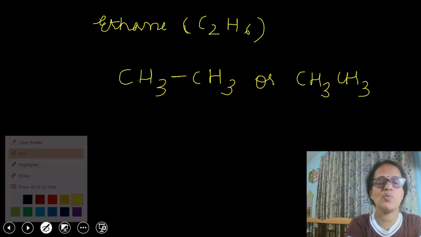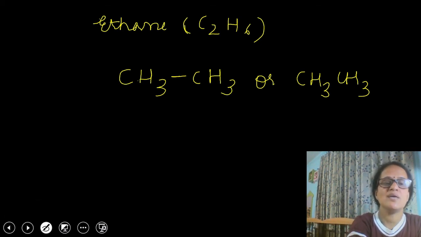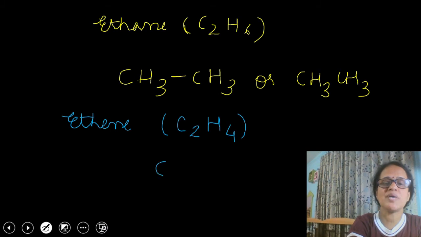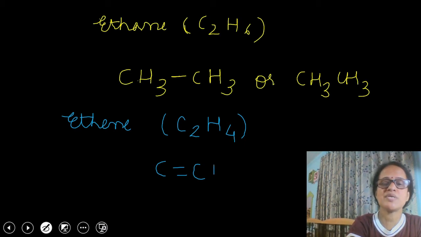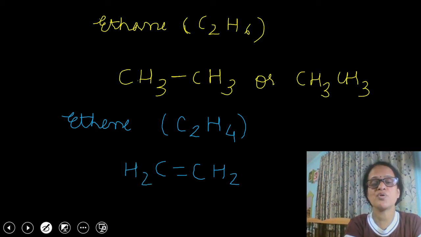Now let's see how we can write ethene. Ethene has the molecular formula C2H4. Between carbon and carbon, a double bond is present, and each double bonded carbon atom is attached to 2 hydrogen atoms. So we will write CH2 double bond CH2. This is the way to represent ethene by means of condensed structural formula.